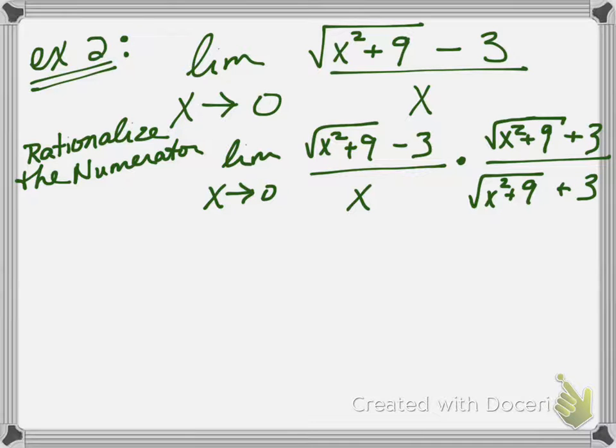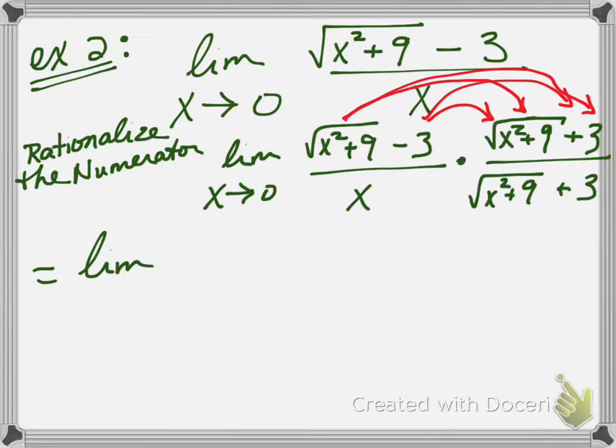So when we do the multiplication in the numerator, the square root of x squared plus 9 times the square root of x squared plus 9 is just x squared plus 9. Then we would have a 3 times the square root of x squared plus 9. When I multiply these inside terms, I get a negative 3 times the square root of x squared plus 9. Those add together to equal 0, and then I'm left with a negative 3 times a positive 3, which is just negative 9.